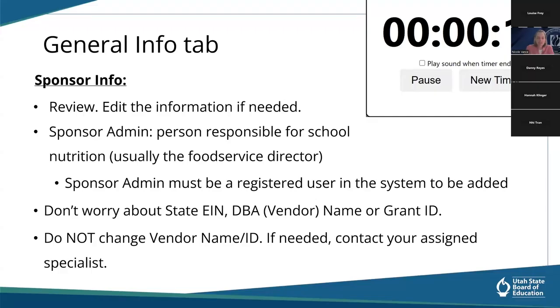I'm seeing other questions. Tax status, you're either for-profit or nonprofit. We can look that up for you. It's in your CMP web application on your sponsor info sheet. So if you need to refer to that, that information should be entered into the general info tab already. If you see questions about that or it looks like it's not correct, please let us know. Contact your specialist.